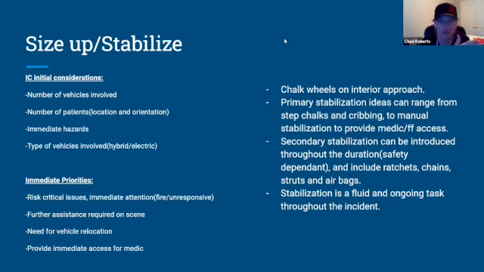So outside of that, after your initial considerations as an IC, those are your four things you're looking for right away: your hazards, your number of vehicles, patients, and the types of vehicles, and trying to identify any alternative fuel sources. Those are your immediate priorities. After that is our risk critical issues. So immediate attention, that's our fire or unresponsive patient. If we have a fire situation that we can't contain right away, or we know that's going to be a problem for us, we need to get into an immediate extrication situation. And we'll talk about those different levels of how we're going to classify our patients' conditions when we get there. So risk critical issues: fire, unresponsive patients.